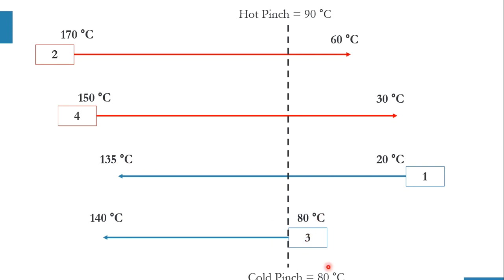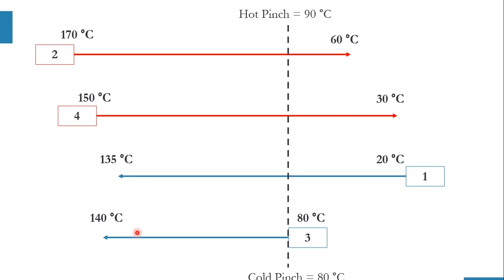And this stream number 3 is completely above pinch, as it starts from 80 degrees centigrade and the pinch is at 80 degrees centigrade. So this complete stream will go above. If the cold pinch temperature were like 85, then 80 to 85 would be below pinch and the rest would be above pinch.